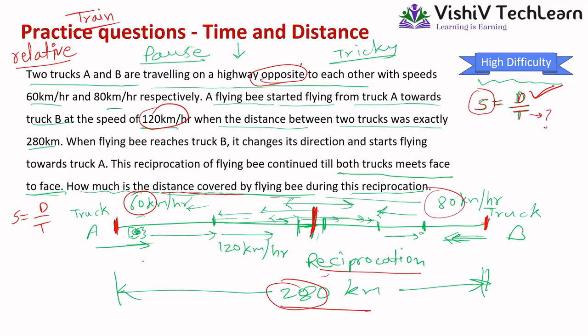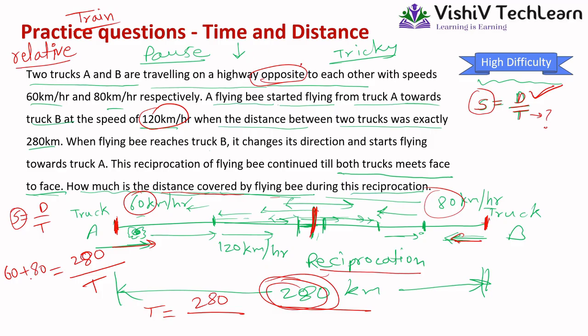In relative speed, when both the trucks are running in the opposite direction, their speeds will get added. So 60 is the speed of truck A, and 80 is the speed of the other truck. This will get added. Distance we already know, it is 280 kilometers, so 280 divided by time. From this we will get time, which is T equals 280 upon 60 plus 80. 60 plus 80 is 140. So this 0 we can cancel. 14 1s are 14, 14 2s are 28. So time we got is 2 hours.